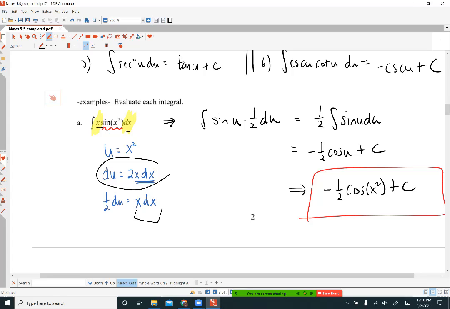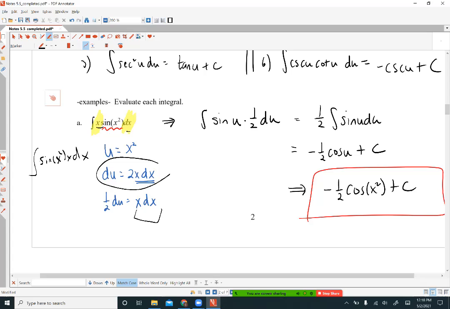So we have to recognize, if I just rewrite this, sine of x squared times x dx. In this case, you have to be careful. The du can be written in terms of x dx. So just make sure there are no x's involved. Everything is in terms of u. And now we just replace: x dx is 1/2 du. And so we also get sine of u.